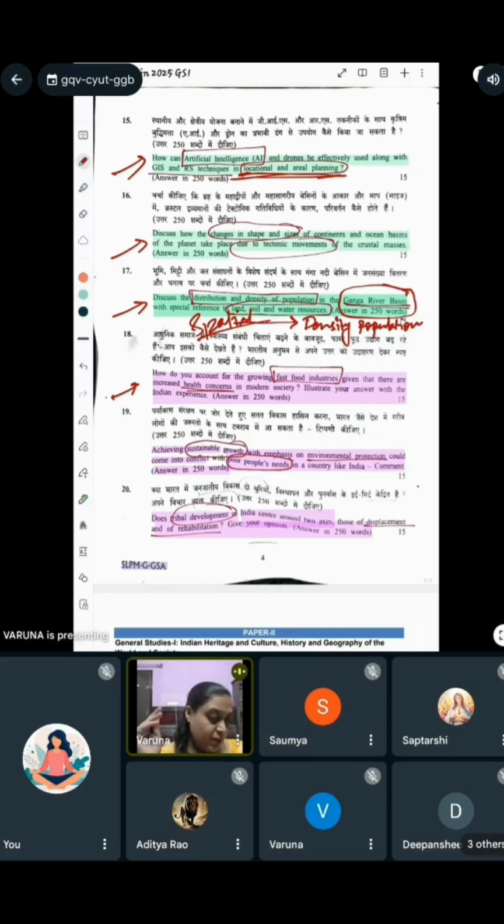Now, next question. How do you account for the growing fast food industries, given that there are increased health concerns in the modern society? Illustrate your answer with the Indian experience. So, do you guys know that our PM Narendra Modi has made a call for healthier eating habits? Do you guys know that? It is a contribution to our nation building. This is what he has called it.